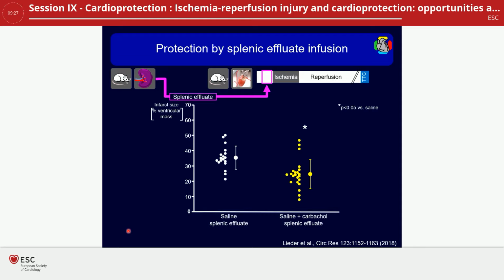Indeed, the spleen is a mandatory organ for protection, because what we did here, we used an isolated spleen, activated that isolated spleen by a surrogate of vagal activation, that is carbachol, a muscarinic agonist, and then took the effluent from that isolated spleen after carbachol stimulation and gave that to an ischemic rat heart. And as you can see, a carbachol-stimulated spleen releases a factor that then reduces infarct size in the rat heart.